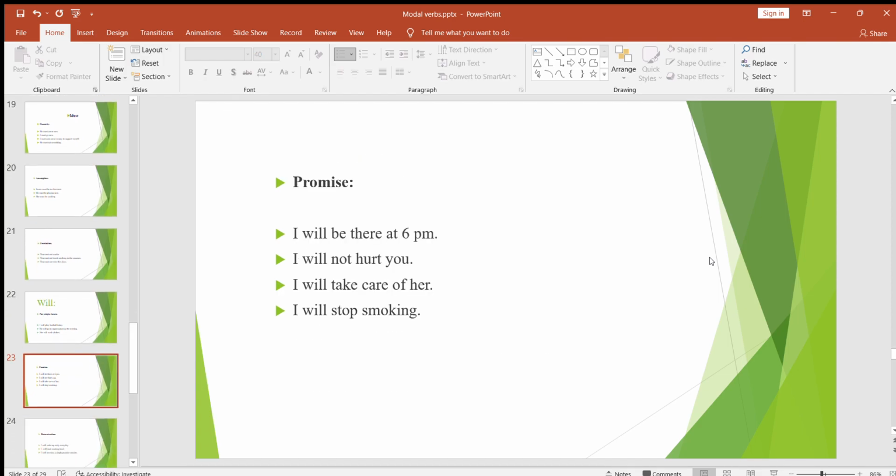So let's move on to the next one. This is promise. For promise, you are promising something to yourself or to someone. Like here in the example, "I will be there at 6 p.m." "I will not hurt you." "I will take care of her." "I will stop smoking." So you're promising someone or yourself using "will".